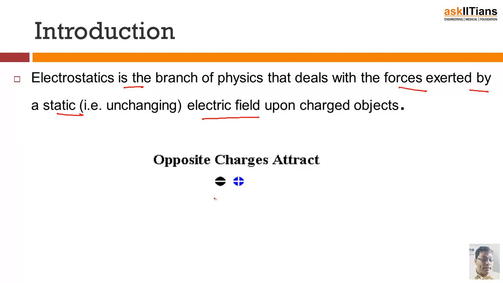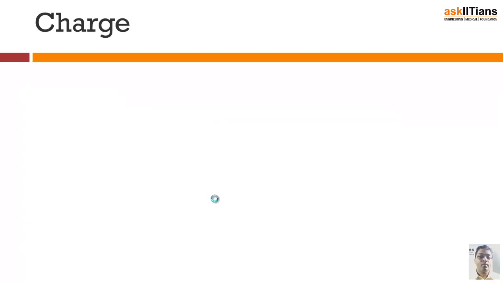This is the only difference from a gravitational field with regard to the electrostatic field. Gravitational field always attracts because there is just one type of mass. Masses are always attractive, whereas when we talk about charges, there are two types of charges, therefore we have two types of forces: one, an attractive force, one, a repulsive force. Okay, so let's try to understand more about the charges.